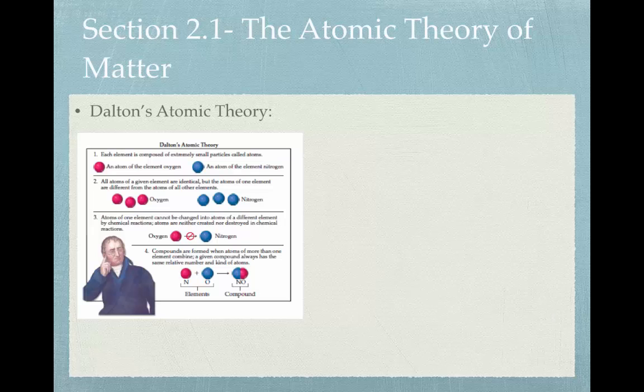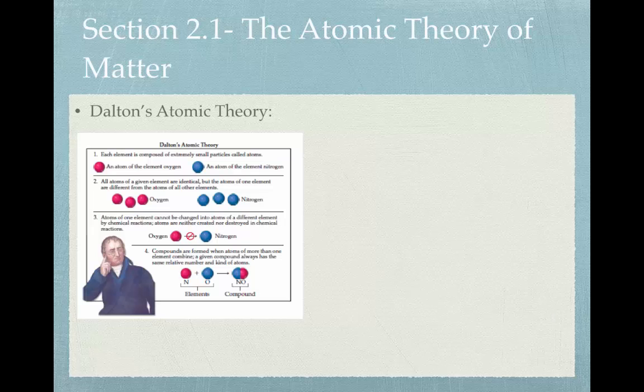The third part of his atomic theory is that atoms of one element cannot be changed into atoms of a different element by chemical reactions. Meaning you can't create an atom from another atom. They can't be created, they cannot be destroyed. And another name for this is the law of conservation of matter.